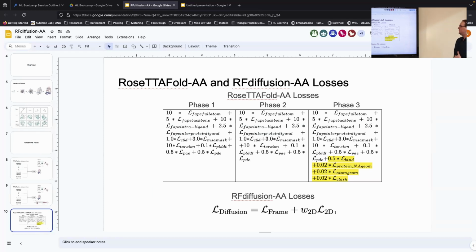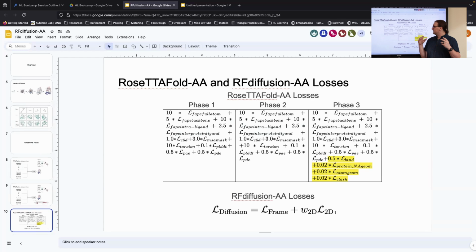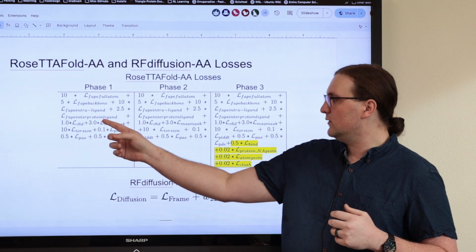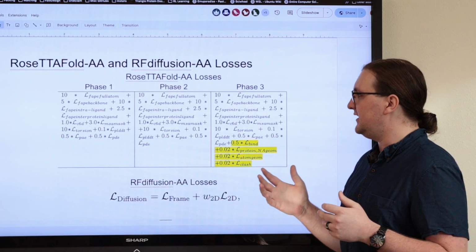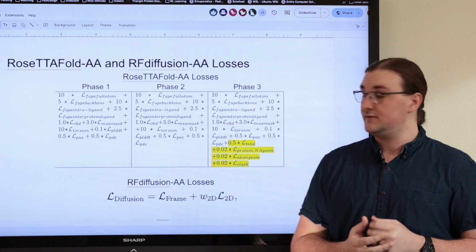These are the losses they used for RoseTTAFold All Atom and RFdiffusion All Atom. Quite similar to pretty much everything we've talked about. Nothing really super new here. We have these FAPE terms that really help make sure that the backbone is where it needs to be, that all the side chains are where they need to be, where all the ligand atoms need to be, where all the nucleic acids and everything need to be. So this is really just taking FAPE and extending it to these other molecules.